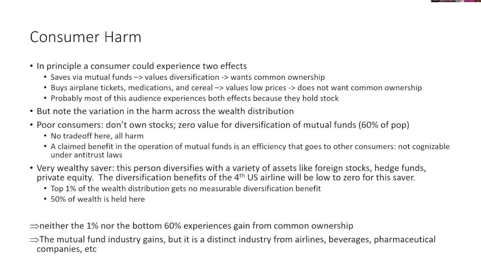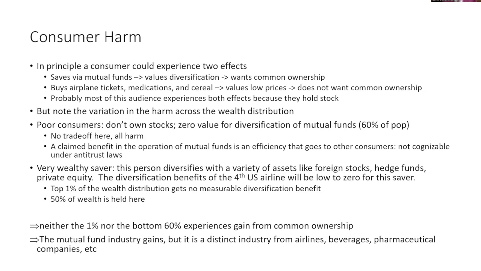They might save via a mutual fund, and so they would value the fact that the mutual fund could hold United, Delta, American, and Southwest, and they would want common ownership. On the other hand, that person might buy airplane tickets and medications and ready-to-eat cereal, and they would want competition and low prices, and that would weigh against wanting common ownership.